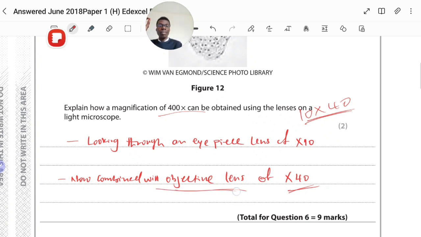So it is the objective lens multiplied by the eyepiece lens, which is always already times 10. But the objective can be times 40, times 60. But for us here, we pick times 40 because that's what looks logically correct here. If this one says times 60, that means the one they used was times 60. Oh, that makes sense. All right, moving on.